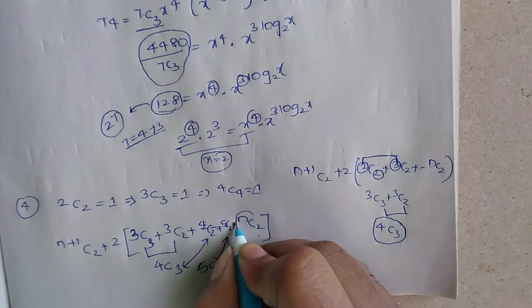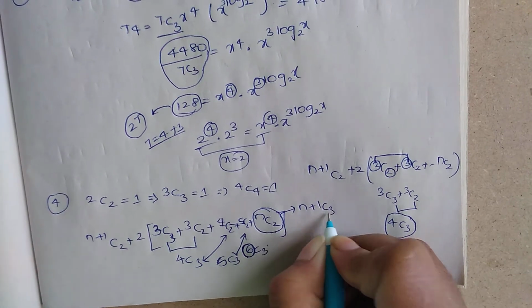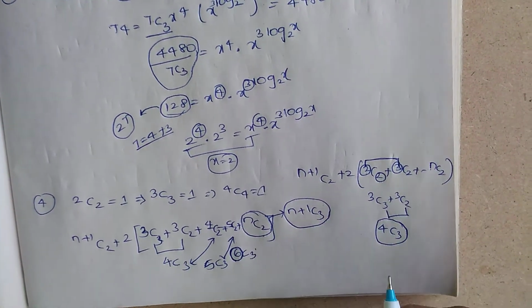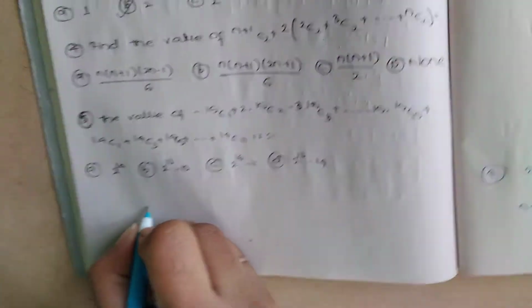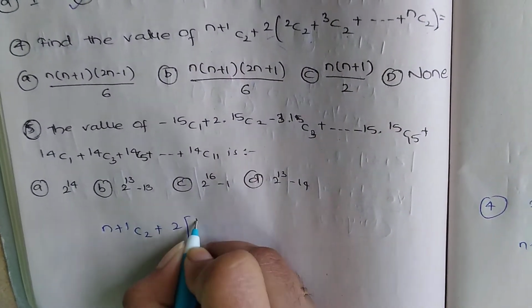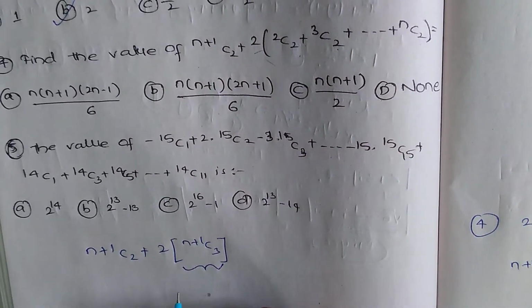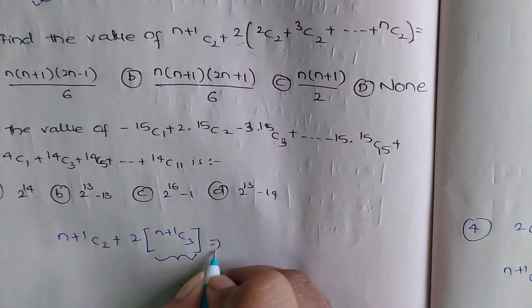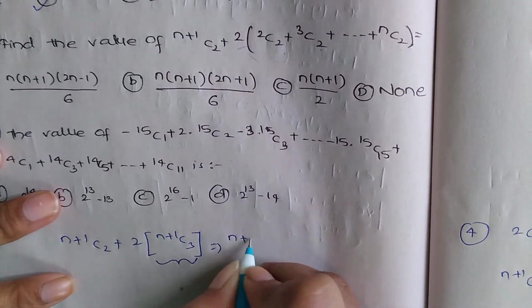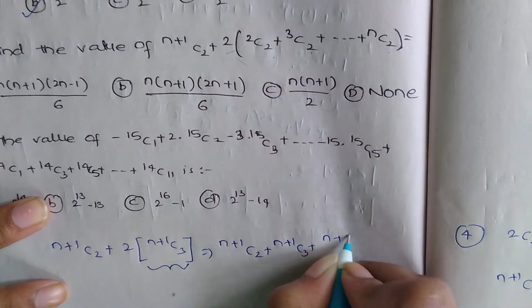So if you come to the last, what will be this one? n plus 1 C3. Yes or no? It will be n plus 1 C3. Look here now. I'll write it here: n plus 1 C2 plus 2 times n plus 1 C3. I hope you all got it like this. Now, I'll do it this way: n plus 1 C2 plus n plus 1 C3 plus n plus 1 C3.